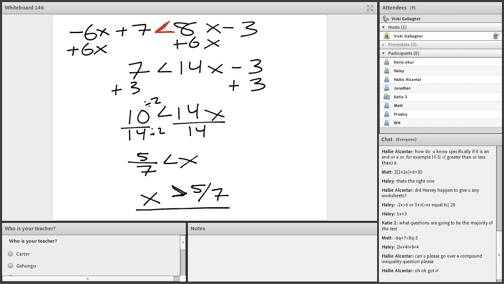And when it's just a single inequality, you have one circle. This is an open circle, and you just shade in one direction all the way to the end of the number line. In fact, on most problems, you're going to shade to the end of the number line. The only time you don't is on an and problem. You shade in between the circles. And then on a no solution, you just don't shade at all.